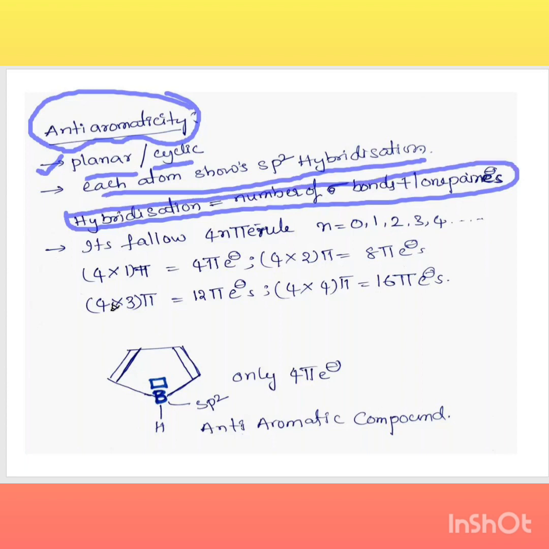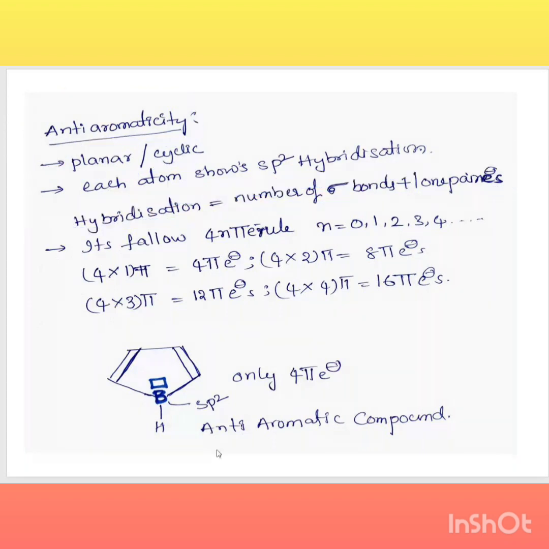Another important point is the 4n pi rule. Aromatic compounds follow the 4n plus 2 pi rule, that is Huckel's rule. An anti-aromatic compound follows the 4n pi rule.